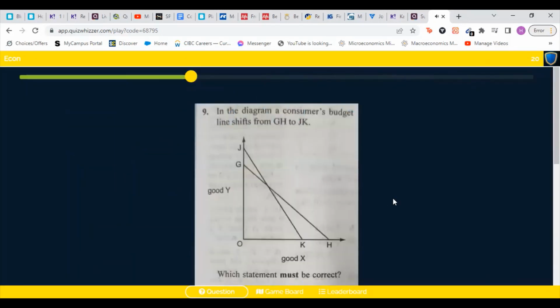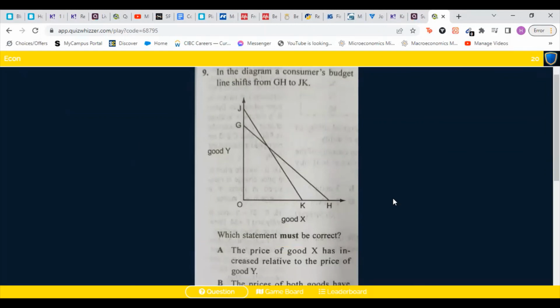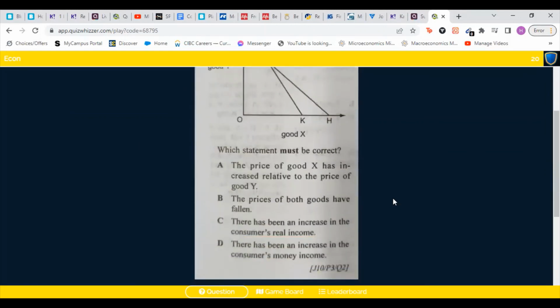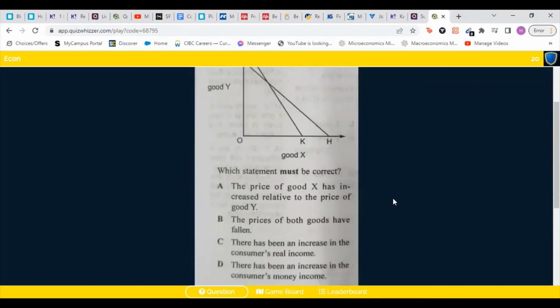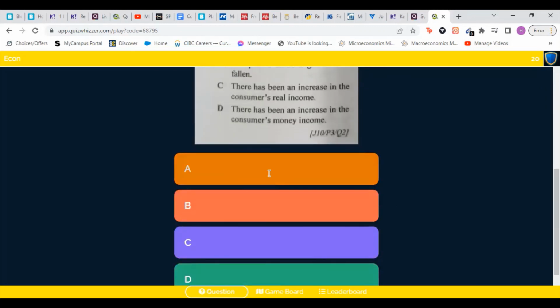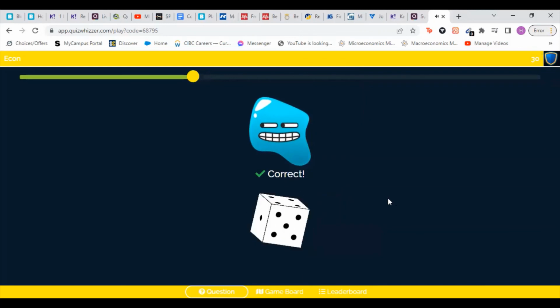In the diagram, the consumer's budget line shifts from GH to JK. Which statement must be correct? I think that would be A. Yeah, exactly. Great job, that's excellent.